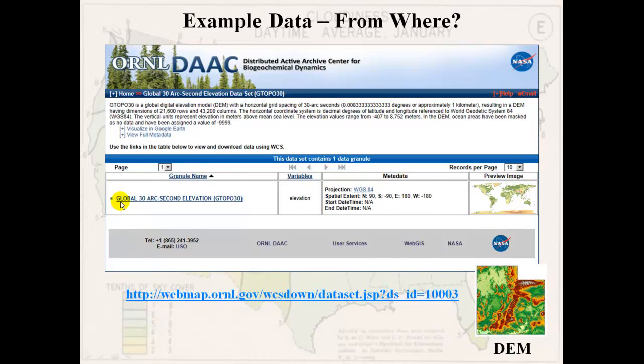When you go to that site, you'll be able to download 30 arc-second elevation data for the whole globe. And these 30 arc-second cells are about 1 kilometer across. So instead of 30 meters or 10 meters, we're using 1,000 meter cells. So we're going to have a more reasonably sized data set to use for our example. That's where you can get elevation data for the entire planet, at 1 kilometer resolution.